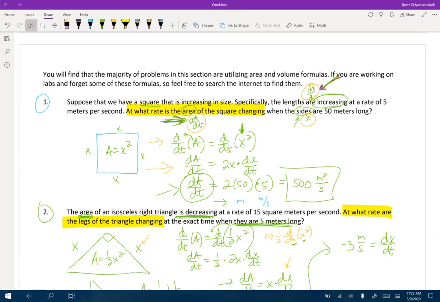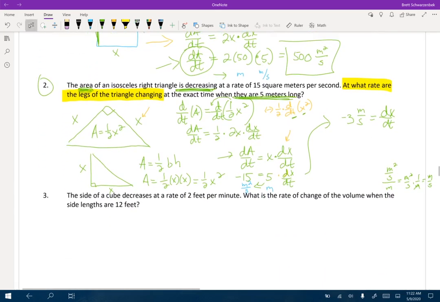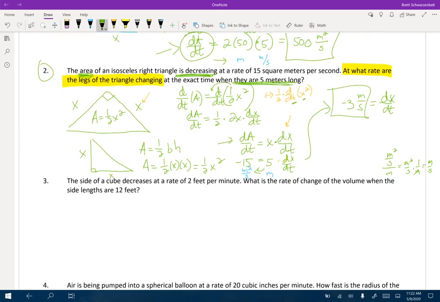Anytime you had a single measure, like a single leg or side or anything, a radius, they're all in a single unit of measurement. So it should be a single m per second. Whereas if it's area, it's m squared per second. If it's volume, it's m cubed per second. That should be pretty simple to remember. So basically, this is our answer to our problem.